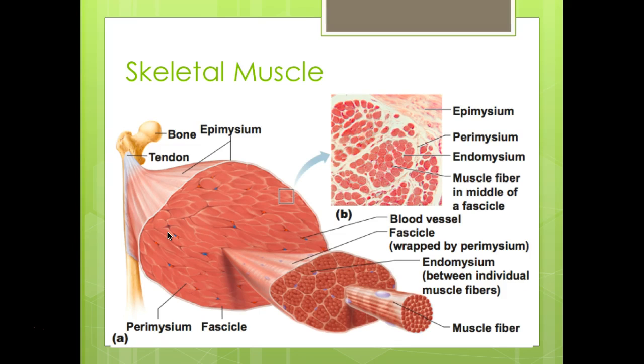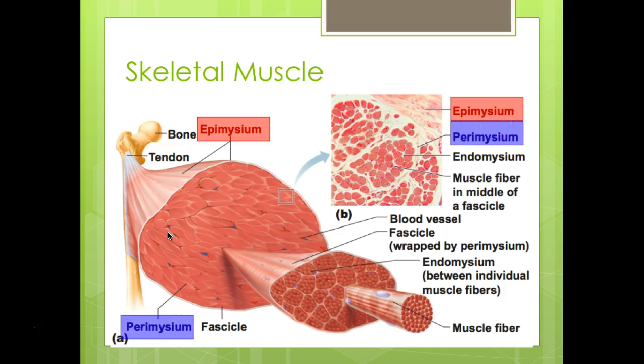Okay, now we need to talk about how muscle is organized. First, surrounding the entire muscle itself is going to be the epimysium. This is made up of dense regular connective tissue, and like I said, it surrounds the entire muscle itself.